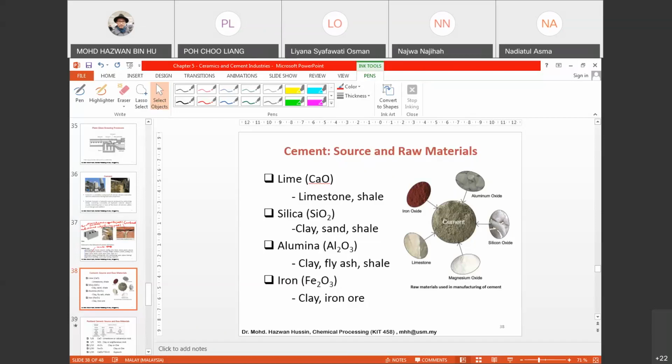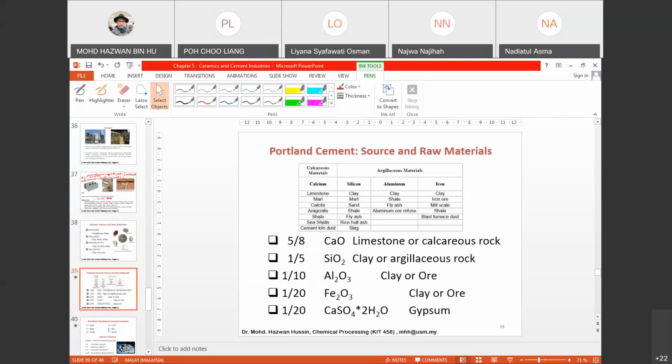And finally, you can also add iron ore, iron oxide, into the cement. So there will be a specific composition of these materials to produce cement. If you want to consider later on to set up a cement factory, these are the few active ingredients that are needed to produce cement. So normally this will be the ratio to produce Portland cement.